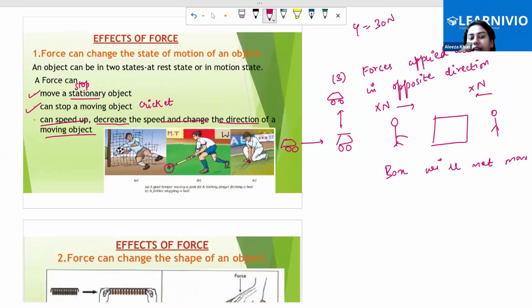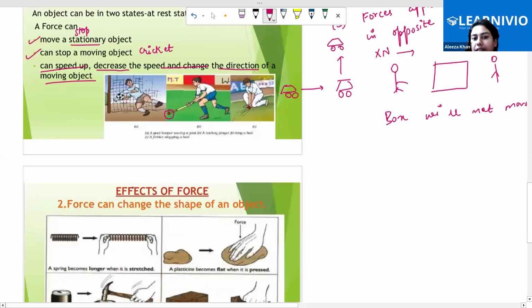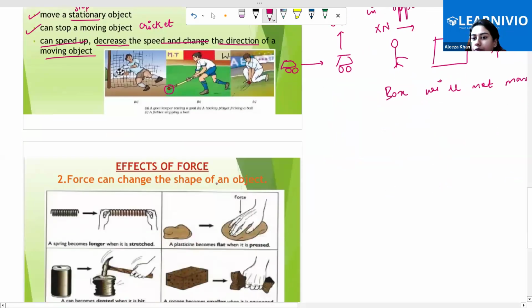I am just winding up this topic only. I want you to take a screenshot of this so that you can write it in your notebook. Only the force can change the state of motion of an object. Only these points. Take the screenshot of this and please write it in your notebook after this class. In the next class, we'll start with force can change the shape of the object.